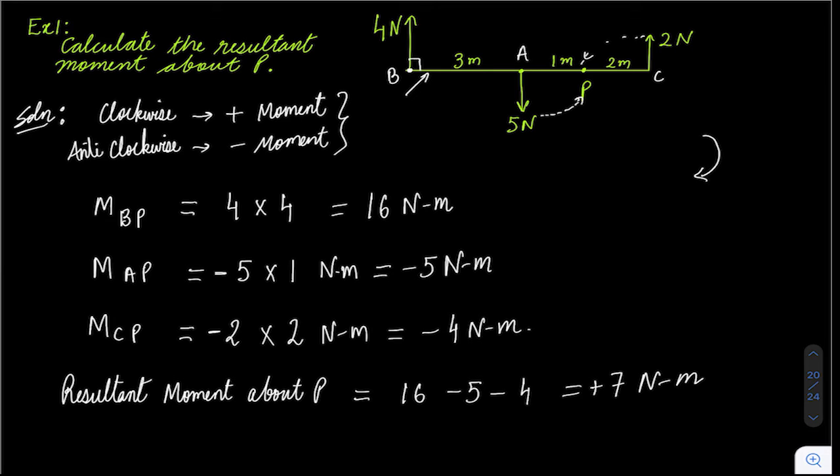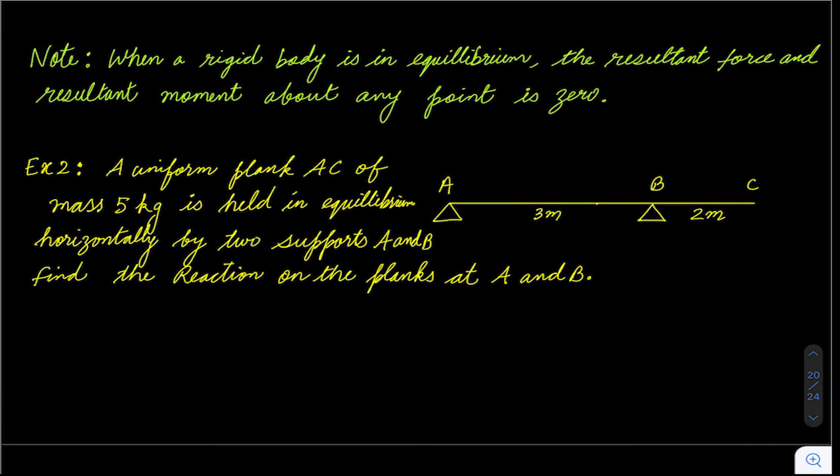I hope it's clear. So these are the basics that you will be needing in solving the questions: how to find the resultant moment, how to take the direction. These directions are very important. Let's first see one note. When a rigid body is in equilibrium, the resultant force in any direction will be 0 and the resultant moment about any point on that body will be 0.